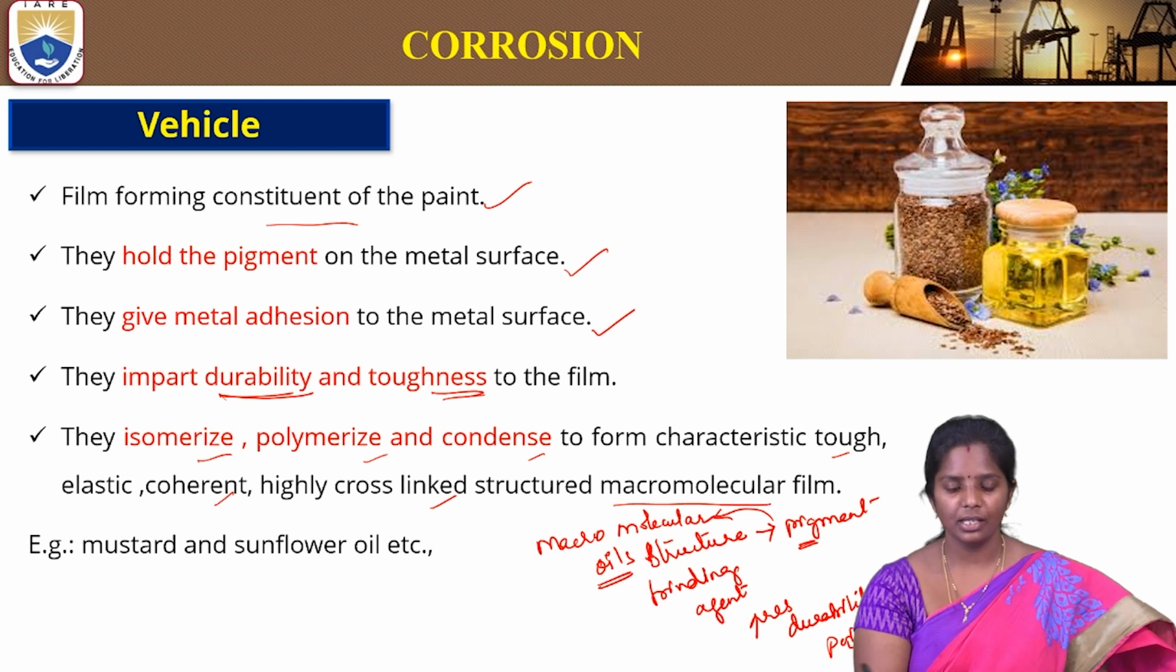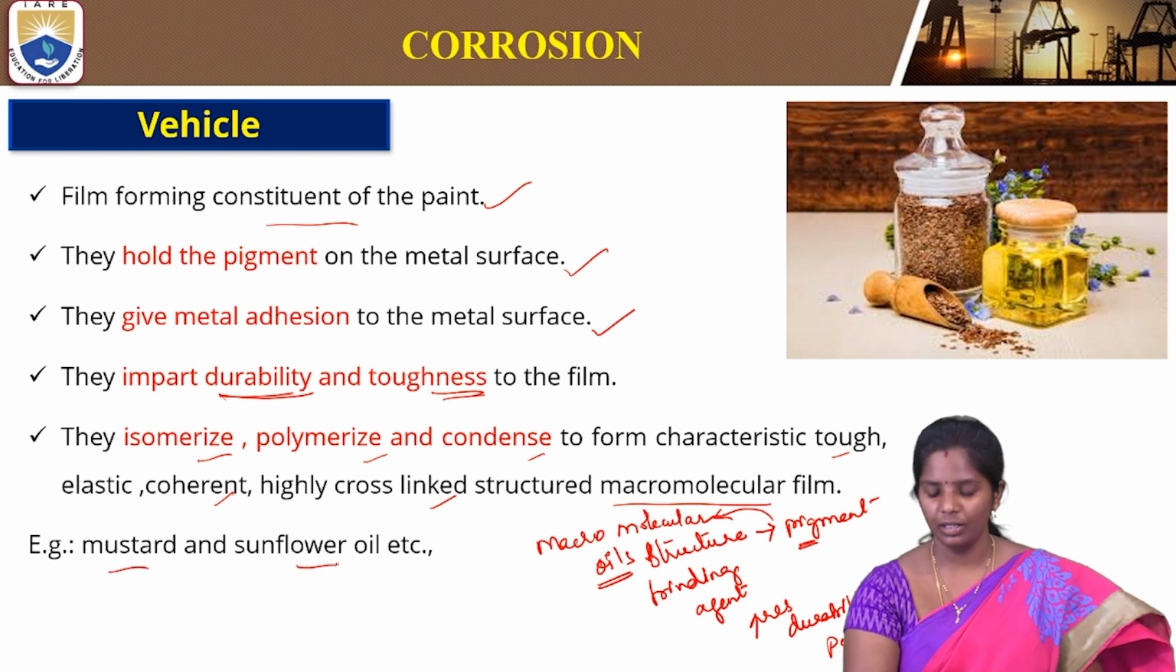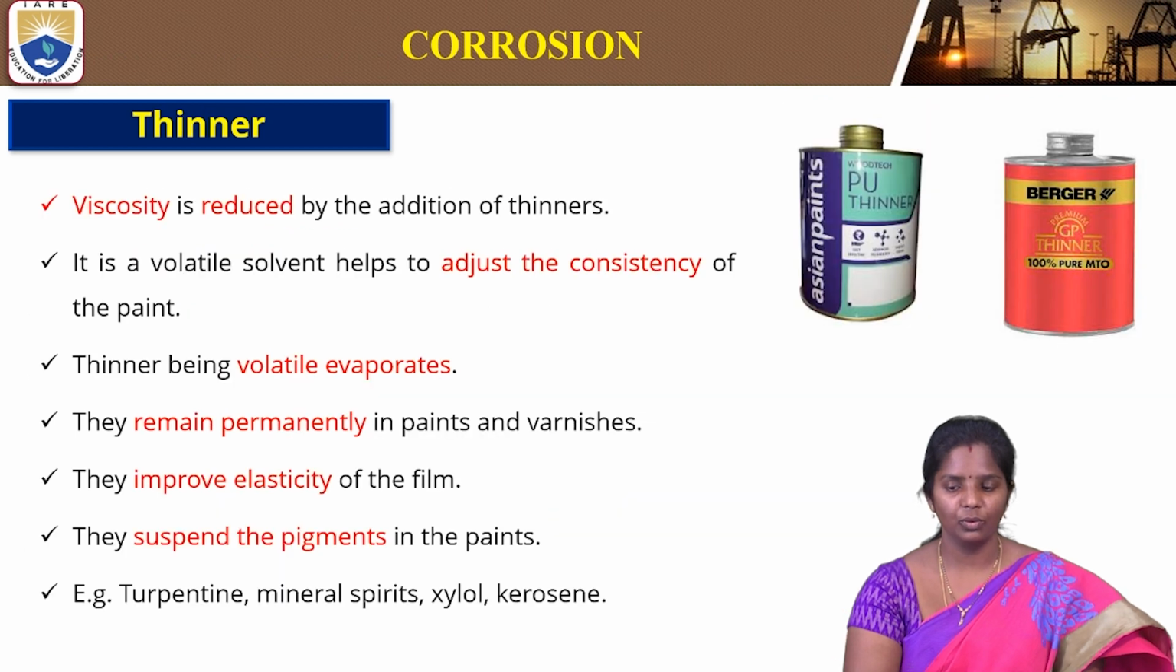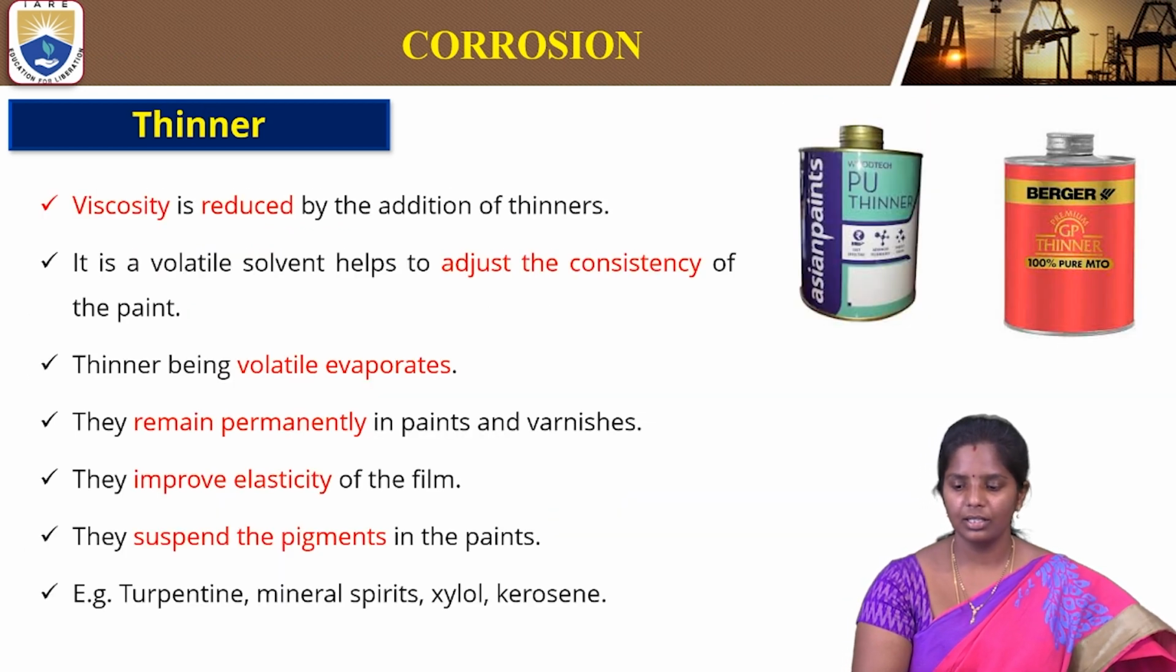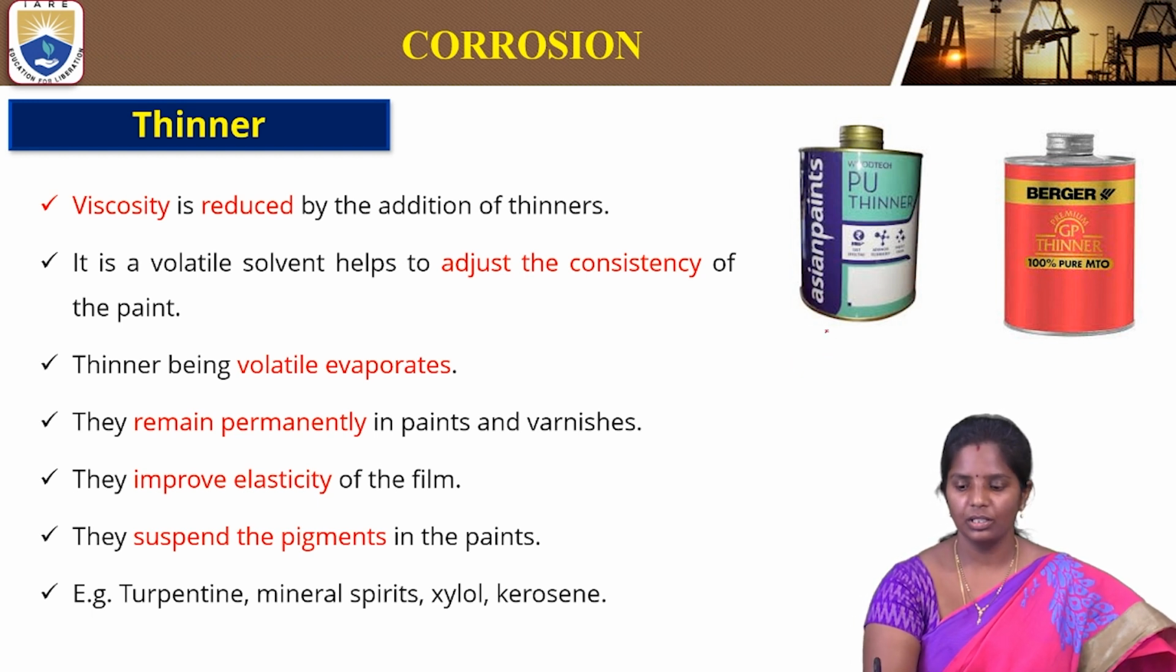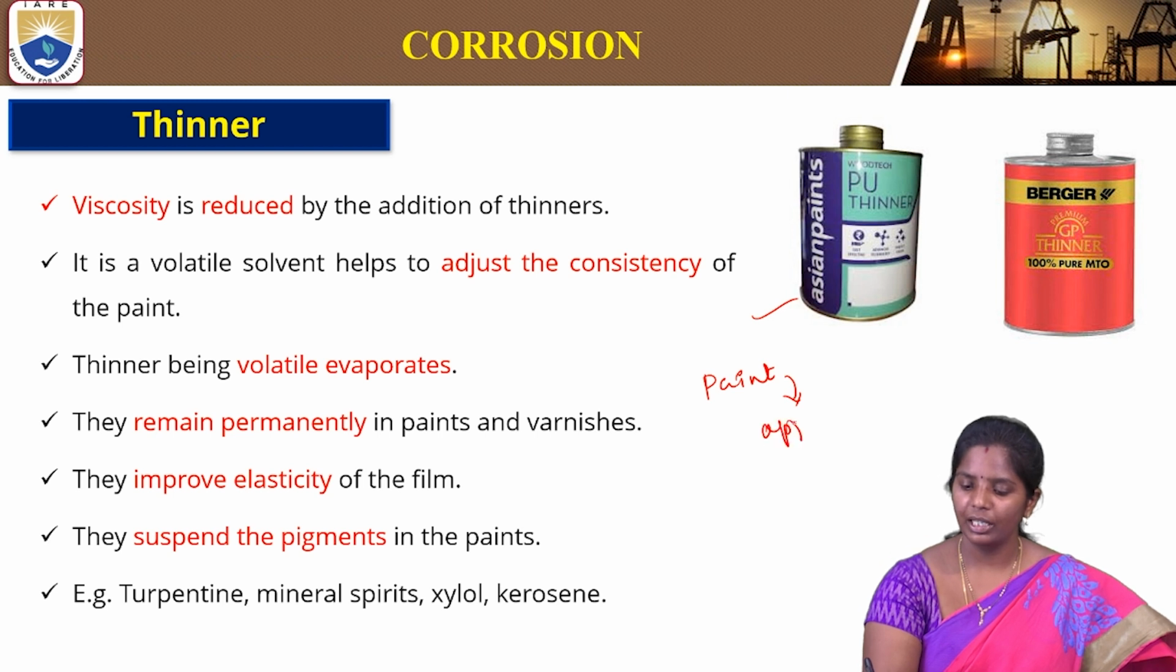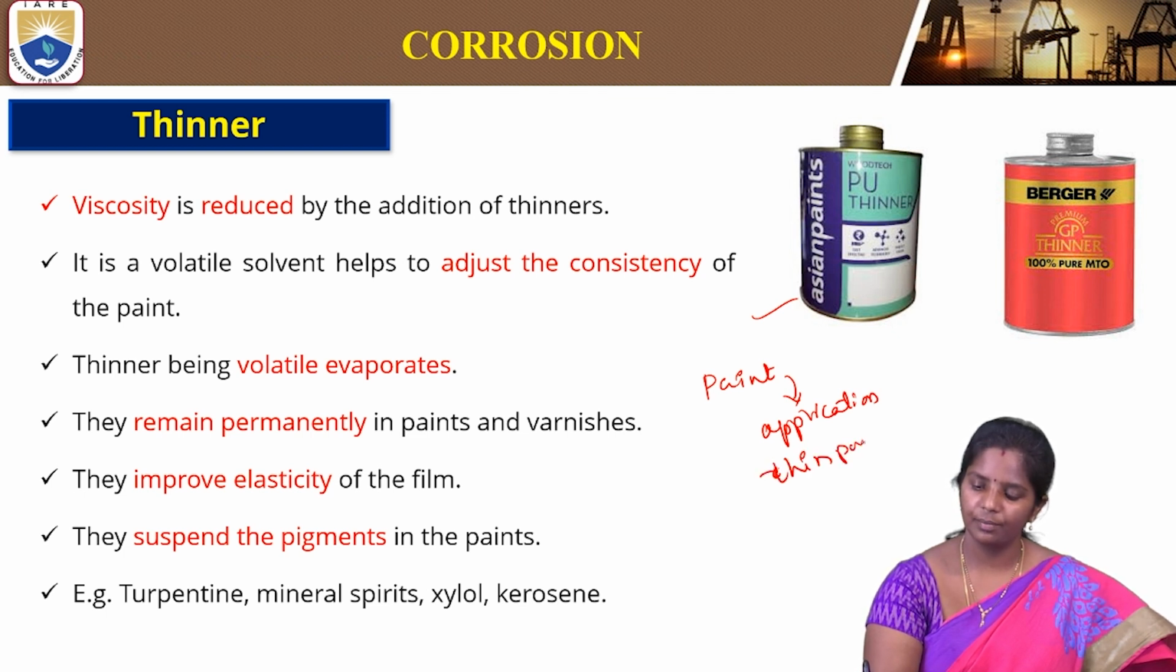Okay, so examples are mustard or sunflower oil. So we will see the next one, what we are using in paint. Thinner is nothing but, as we see from paints that we use in painting our houses also, thinners are used for painting. So mixing in the paint and then we use it. So this will reduce the viscosity. If the paint is very thick, then depending on application, we can thin the paint.